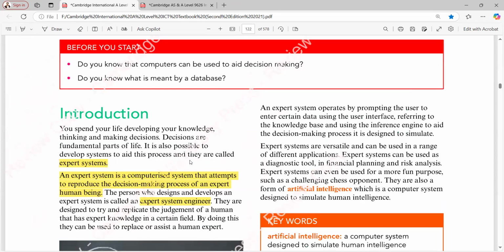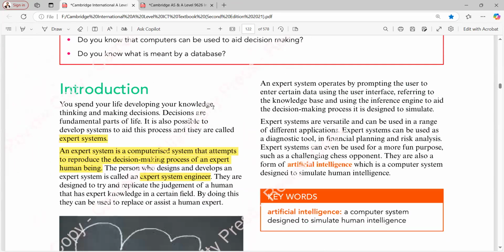So an expert system is one that operates by prompting the user to enter certain data. If you want to take a decision from an expert system, that means you need to enter the data by a prompt. A prompt means it's like asking the user to enter this data. For example, please enter your name. For example, please enter your student age.